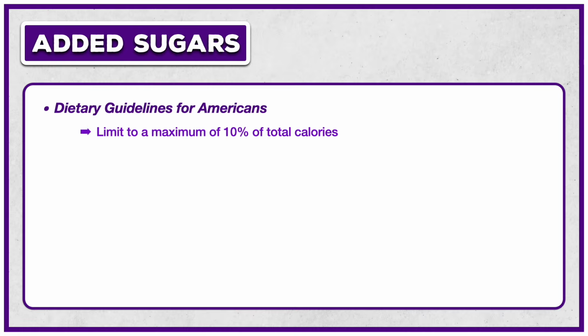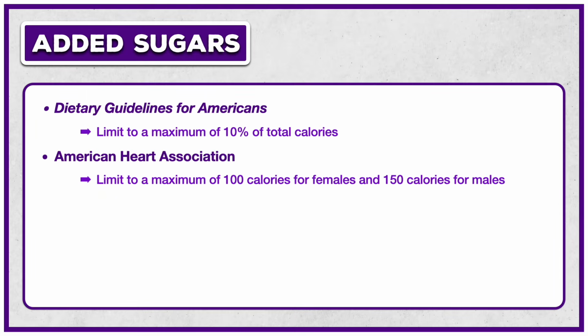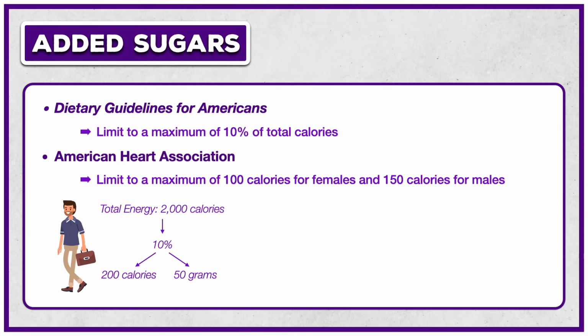The second recommendation for carbohydrate intake we'll look at is for added sugars. In the Dietary Guidelines for Americans, the recommendation is to limit added sugars to a maximum of 10% of total calories. Another relevant recommendation comes from the American Heart Association, which recommends limiting added sugars to a maximum of 100 calories for females and 150 calories for males. Using Mr. Smith's energy requirement of 2,000 calories per day as an example, limiting intake to 10% of total calories would be 200 calories or 50 grams.